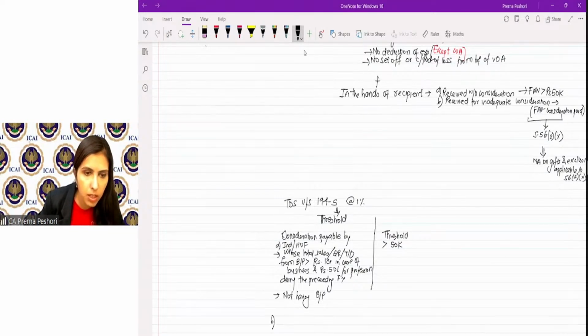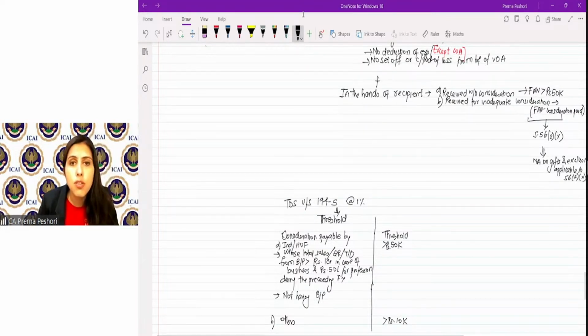And for the others, the threshold is 10,000. Okay, so these are the thresholds which are provided under section 194S. Now, in case where the consideration for the transfer of virtual digital asset may not be in bank, it may be in kind also. Sometimes it may not be only in cash, because it is possible that one cryptocurrency is exchanged for another cryptocurrency.